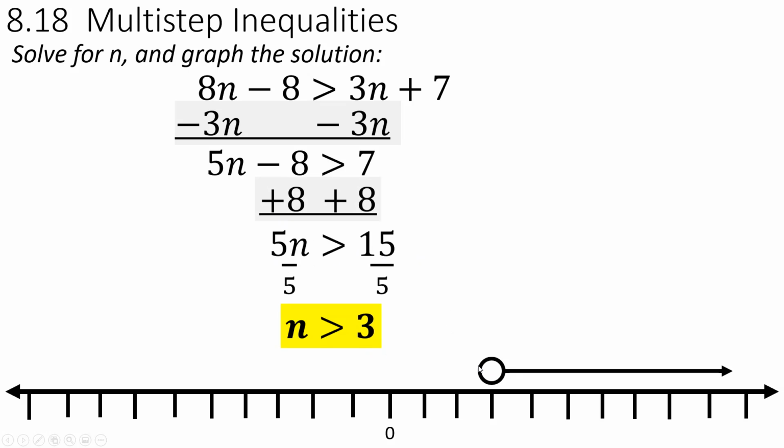So you mark your 3, and it's everything to the right. 3 itself is not a solution, but it has to be greater than 3. So we still use it as a reference point.